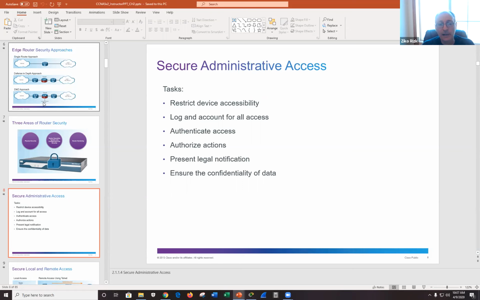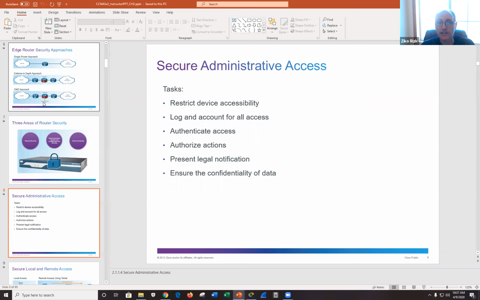And you don't want to use generic accounts. So let me stop here and talk about generic accounts for a minute. Generic accounts are a terrible idea. We do it a lot in school, but you don't want to do it in a production environment. Meaning that you have an account called admin or administrator, and then you have 10 different people that use it.